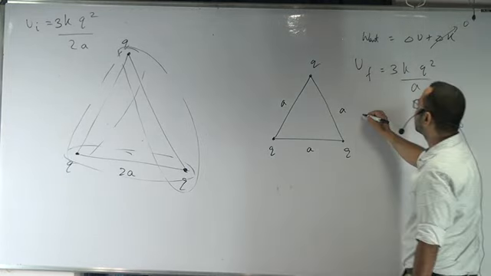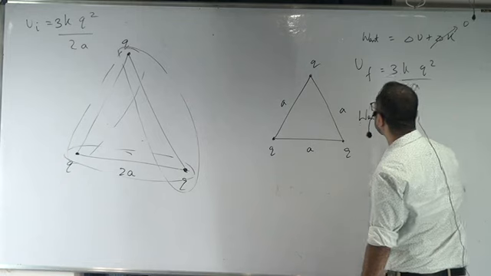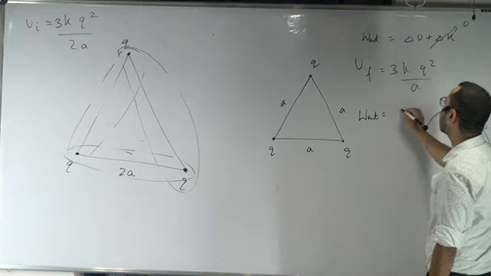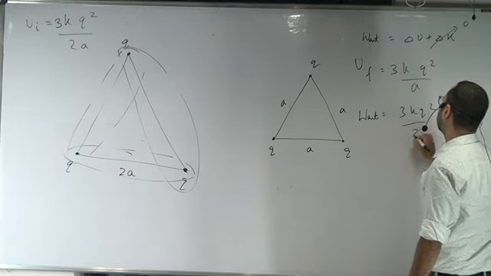So the change in potential energy, which is equal to the work done by the external force, is UF minus UI, and that will become 3KQ square upon 2A.